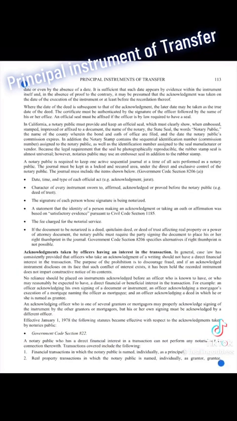In California, a notary public must provide and keep an official seal, which must clearly show when embossed, stamped, impressed, or affixed to a document, the name of the notary, the state seal, the words notary public, the name of the county wherein the bond and oath of office are filed, and the date the notary public's commission expires.